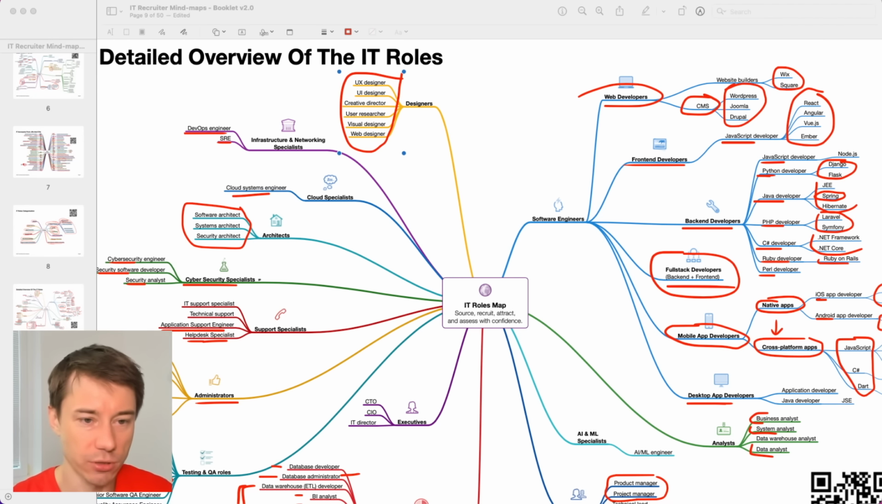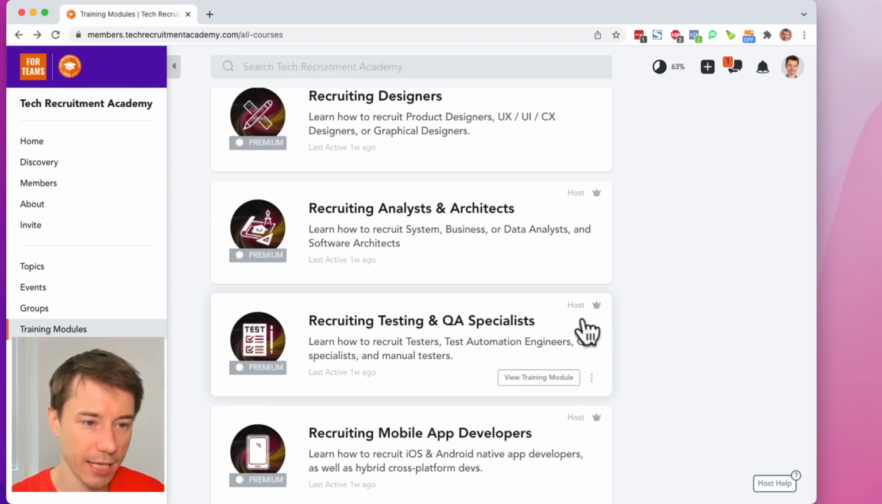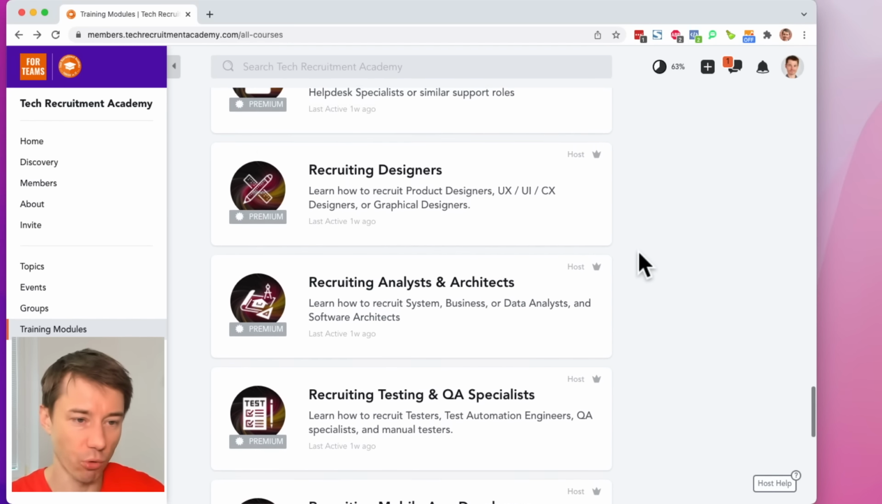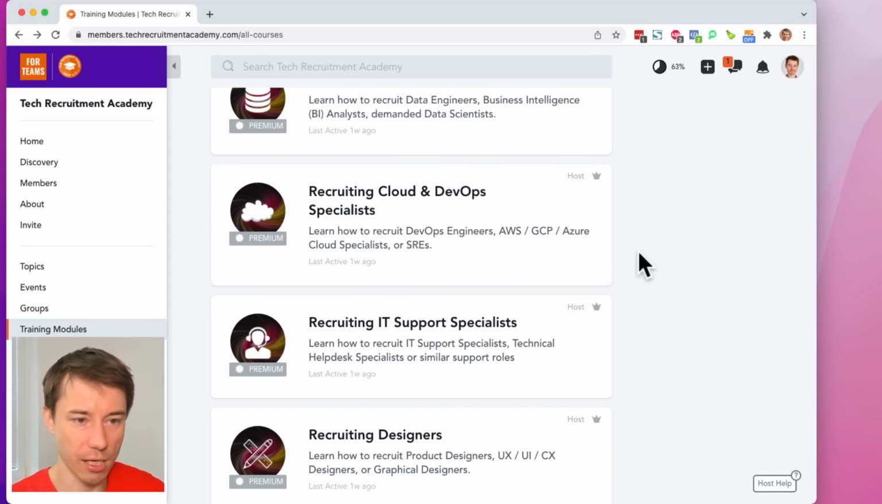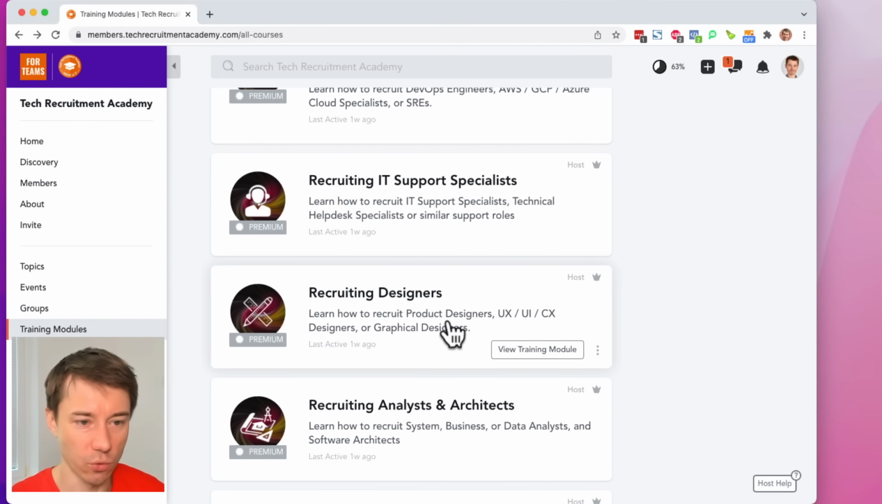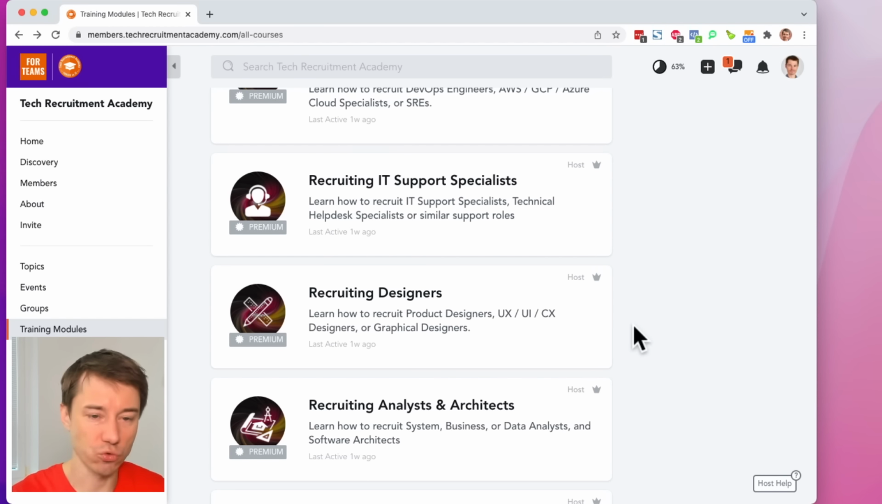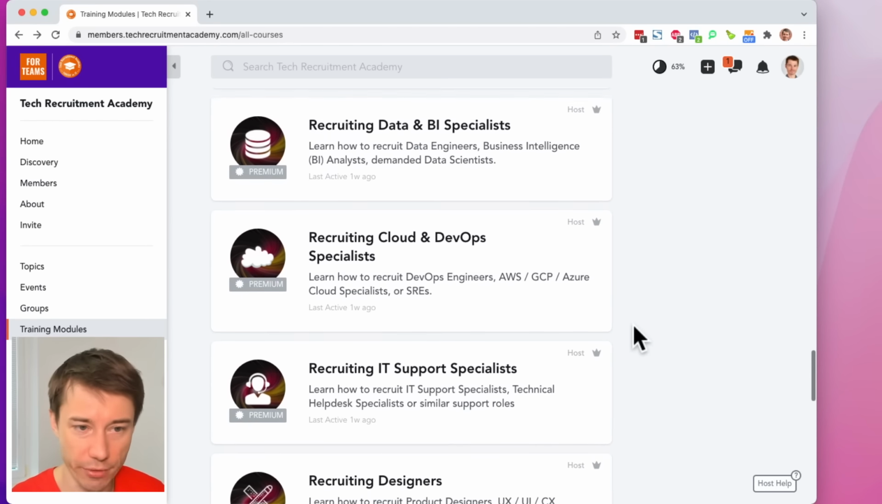And as I mentioned, inside the Tech Recruitment Academy, we have dedicated modules that can help you analyze those job requirements, for example, with designers, right? So you can learn how to recruit product designers, UX, UI, customer experience designers, graphical designers. You can learn how to screen them, what questions to ask them. So everything is inside of this module. And the other modules follow the same structure.